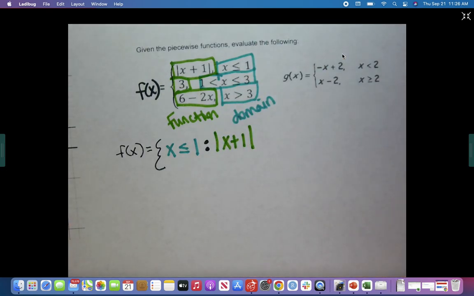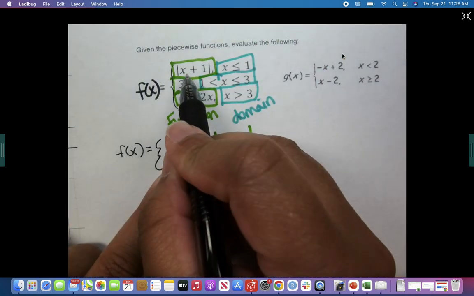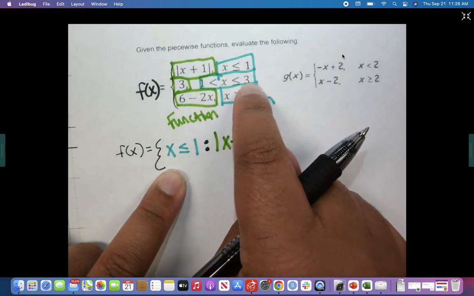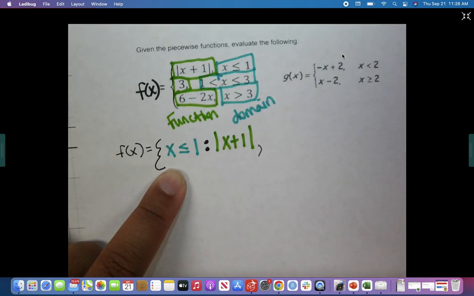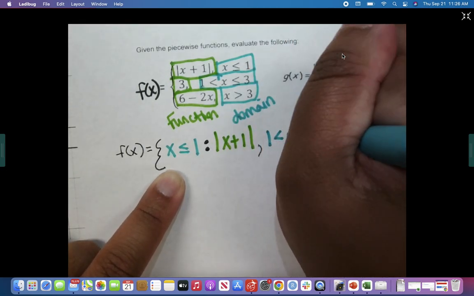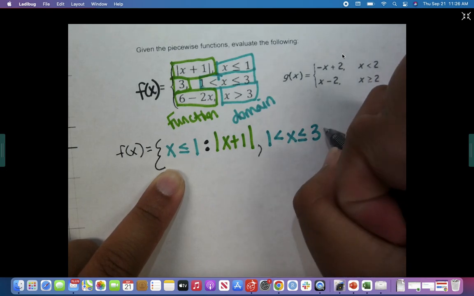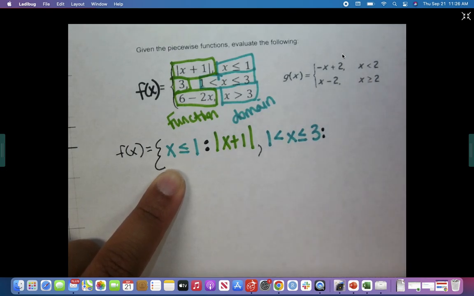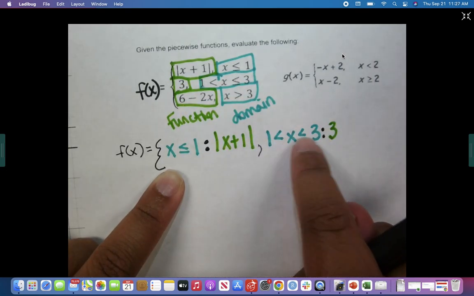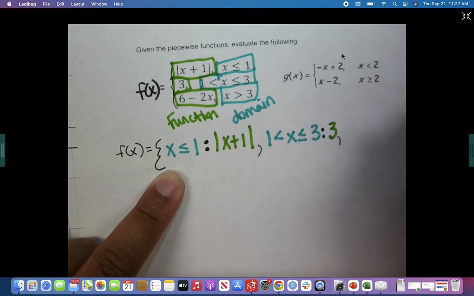So then once you are done with that part, so that's the whole first piece, you separate each piece with a comma. So then you do the same thing. So now we're going to type the domain for the second piece. So 1 is less than x is less than or equal to 3. So domain, colon, now the function for that one is just 3. So I type 3. So that is the whole second part. So domain colon function.